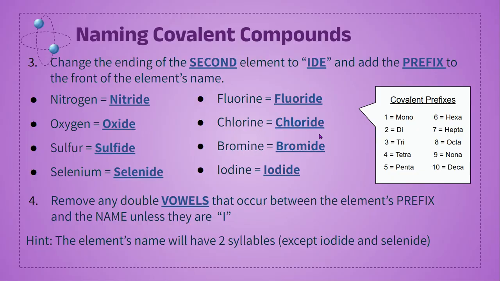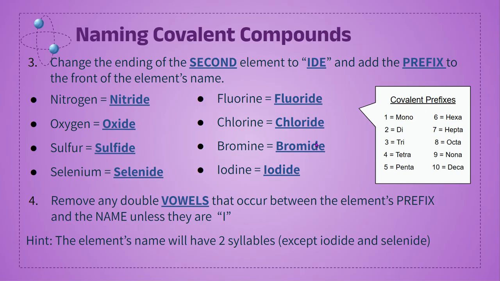And then generally we are going to remove any double vowels that happen between the prefix and the name, unless that vowel is an I. For example, if I had 4 oxygens, I wouldn't say tetraoxide, I'd say tetroxide. The only place that double vowel stays is in iodide.